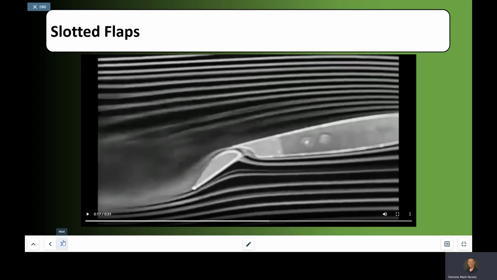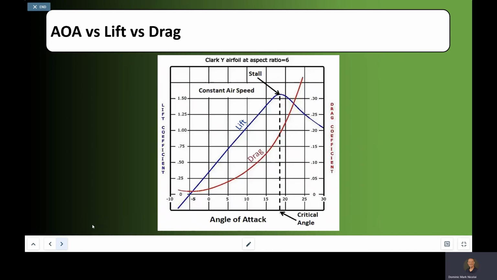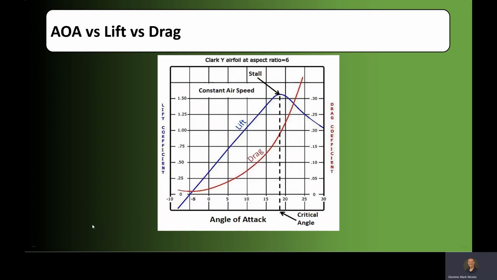So slotted flaps are very helpful to keep that boundary layer over the wing and not cause a separation point. So that's just some quick videos on that to help you understand it.